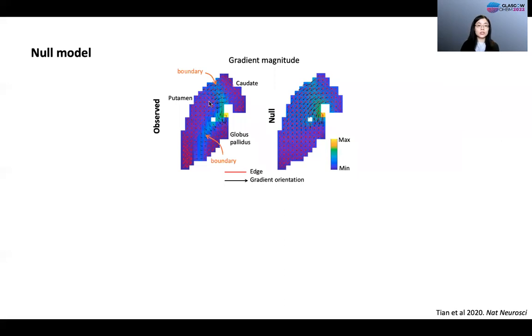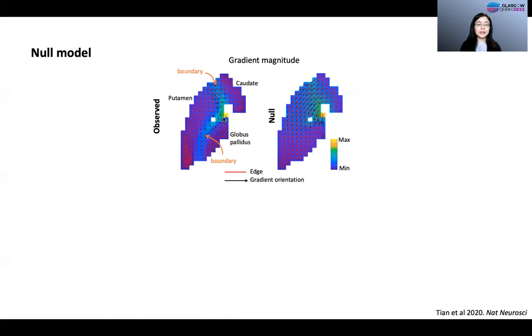So the slice shown on the left is the graph computed from the observed fMRI data, while the one shown on the right is the revised graph representing the null. What we can see is that there are nearly no edges. Also, the edges, which are the red lines, are drawn between subcortical voxels that share similar connectivity patterns.